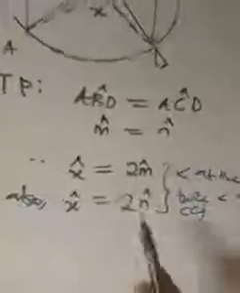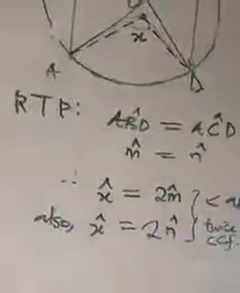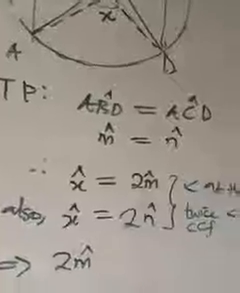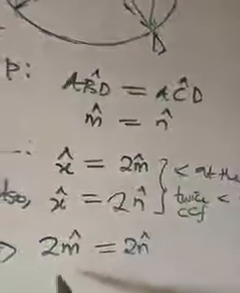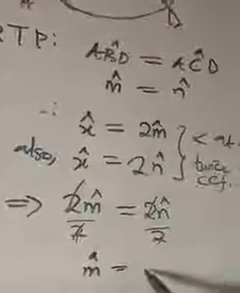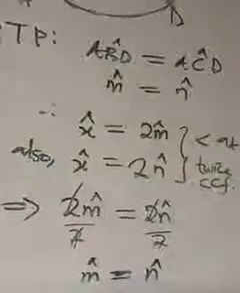Now, if angle S is equal to 2M and the same angle S is equal to 2N, which means that 2M, that is 2 multiplied by angle M, is equal to 2 multiplied by angle N. If you divide both sides by 2, 2 will remove 2, 2 will remove 2. So we now have angle M is equal to angle N.